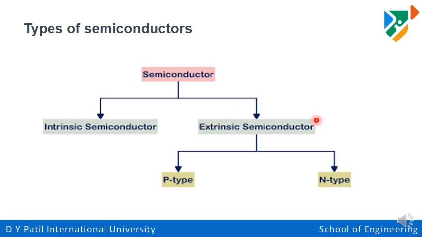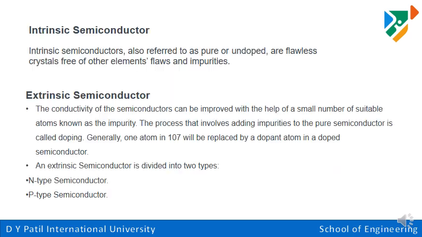The material which is not available in its pure form, extrinsic, means impure form. In order to add the impurities, that is called doping, we have two methods. One is the donor impurity, another one is the acceptor impurity. In order to construct the p-type semiconductor, we will use the acceptor impurity, which is also called the trivalent impurity. This I already explained: intrinsic means it is in pure form, extrinsic means it is in impure form.